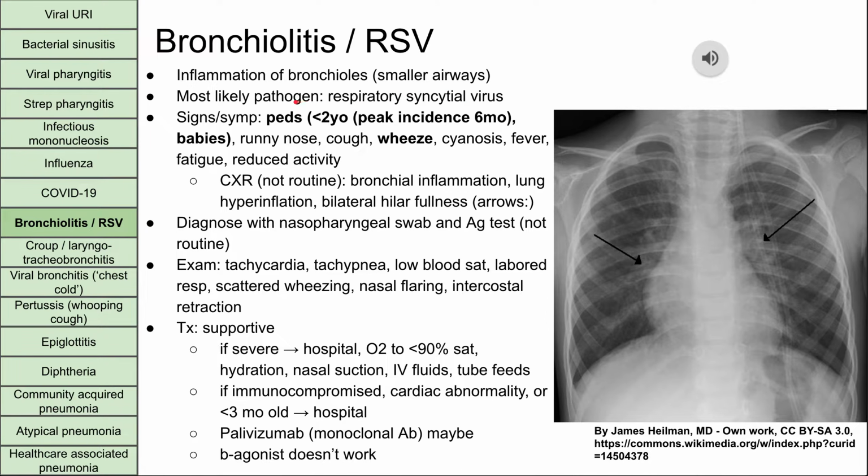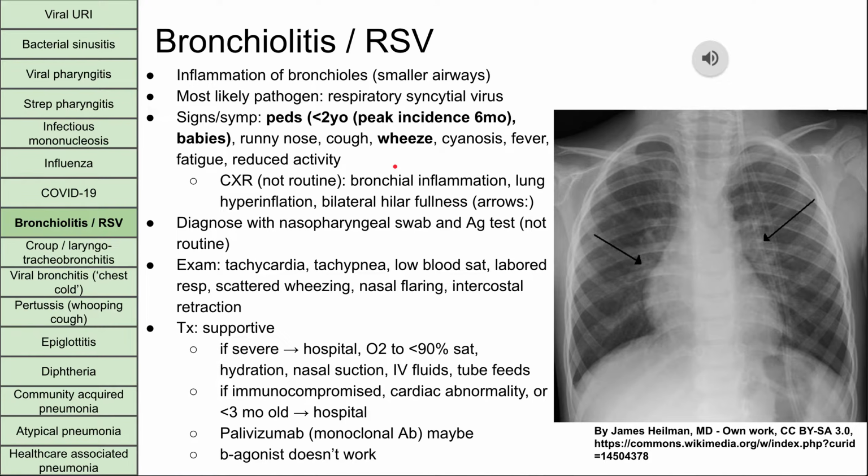The signs and symptoms here are some of the same stuff. Runny nose, cough, cyanosis is a little bit new. Wheeze is pretty characteristic of RSV, especially in a young kid. You can get fever, fatigue, reduced activity. But it's important to know that RSV typically happens in younger people, so most frequently in people that are less than 2 years old, and the peak incidence is around 6 months. So if you have a baby that comes in wheezing, you might suspect bronchiolitis.